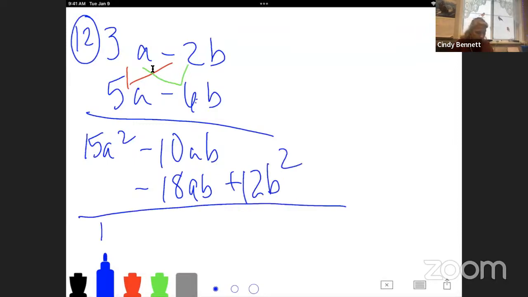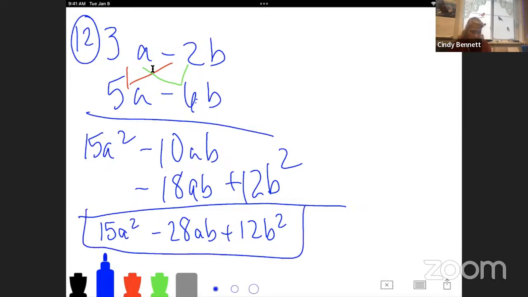Now I'm going to add them together. And I'm kind of new to writing with the stylus, so I'm sorry that my handwriting is a little messy, but this is the final answer here.